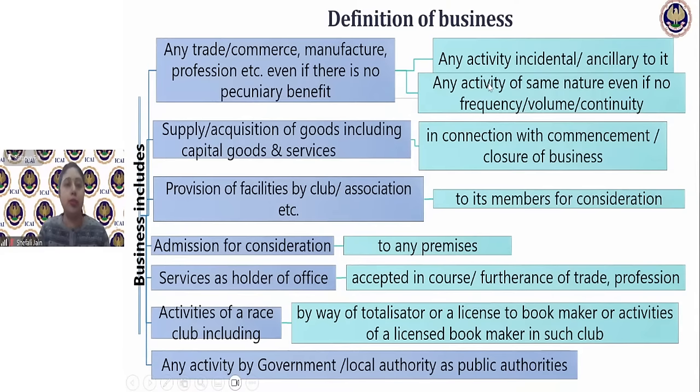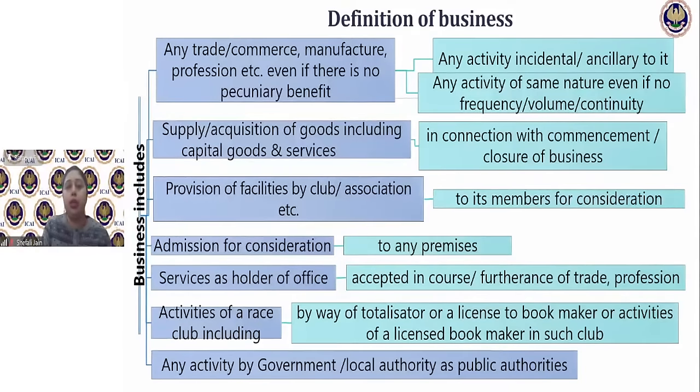Now we come to the business. Now, in course of furtherance of business. So this is another condition, that the supplier should be in course of furtherance of business. Now what is business? Business is any trade or commerce or manufacture or profession. Business includes all these things.